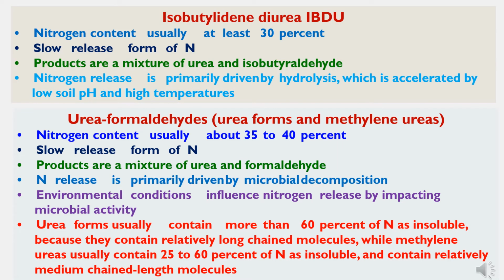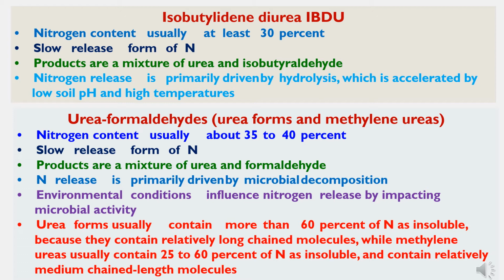Other nitrogenous source fertilizers are isobutylidene diurea and urea formaldehydes. First we will study isobutylidene urea. Nitrogen content is usually at least 30%, and it is a slow release form of nitrogen. These products are a mixture of urea and isobutyraldehyde, and nitrogen release is primarily driven by hydrolysis, which is accelerated by low soil pH and high temperature.